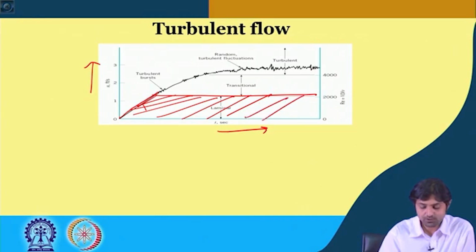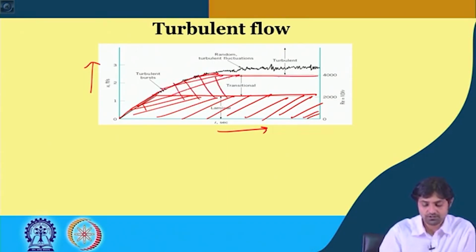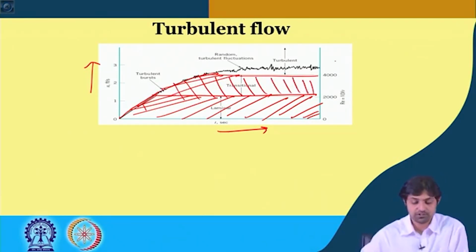The idea is, if you keep on increasing the velocity, the Reynolds number will increase and the flow will become from laminar to transitional to turbulent. As you keep on increasing the velocity, it is still transitional until a Reynolds number of 4000. After that it becomes fully turbulent.